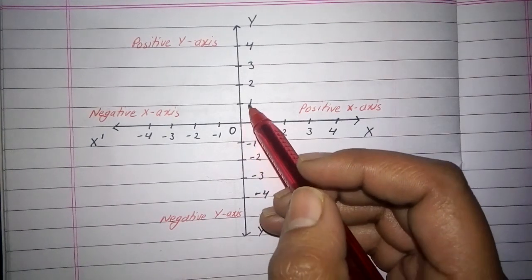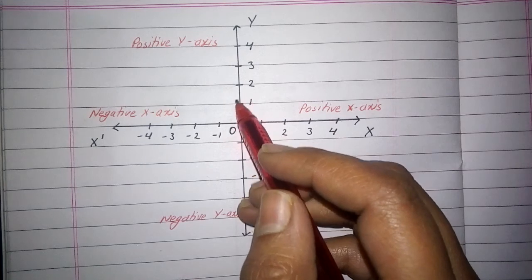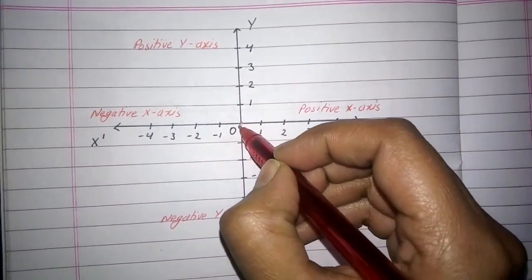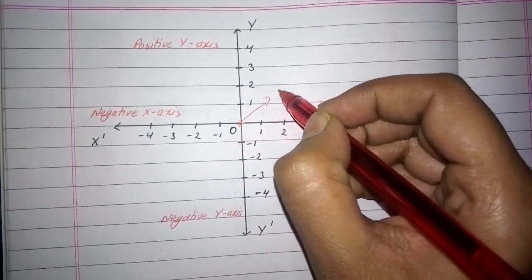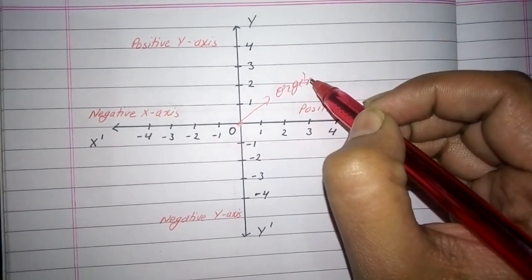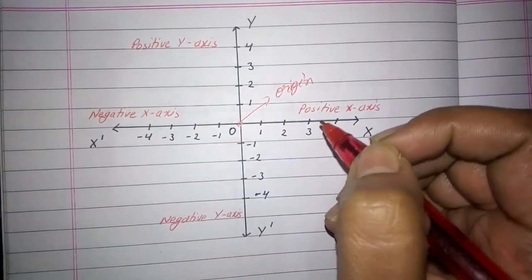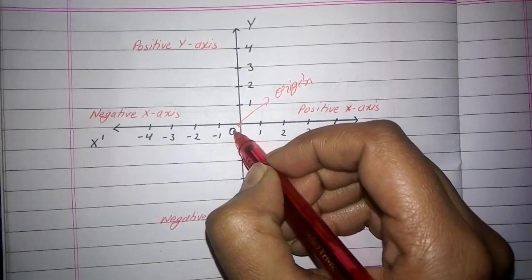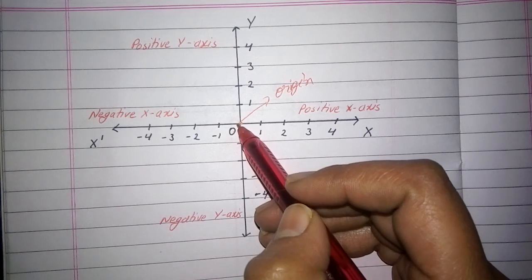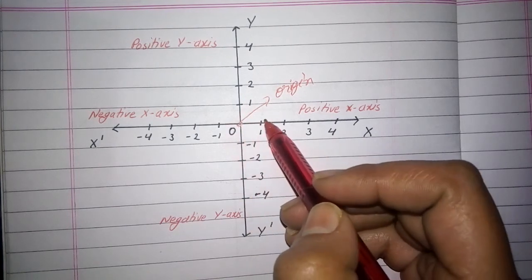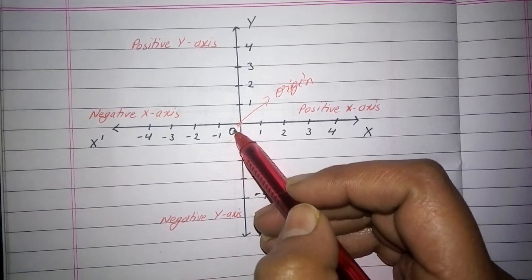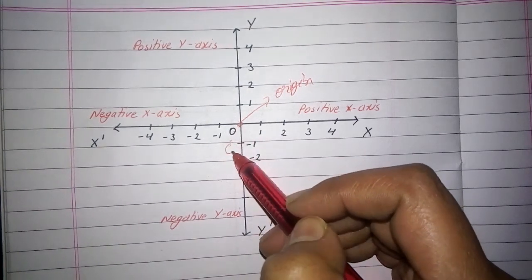The point where the horizontal and vertical number lines meet is the center, or the origin, of this Cartesian plane, and it is denoted by 0. So this is a Cartesian plane. The meeting point of the x-axis and the y-axis is the origin, which is 0, and it is sometimes denoted by O.